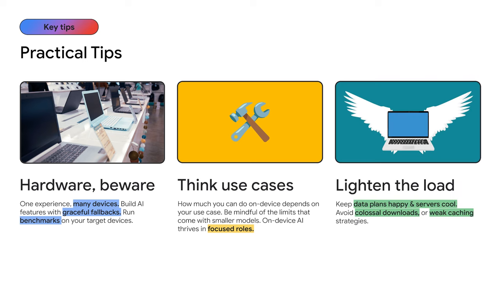AI models can be hefty, so be smart or transparent about downloads, especially on mobile, so that you don't blow up your users' data plans. In addition, hosting these models can be demanding, so be sure to have a good serving and caching strategy.